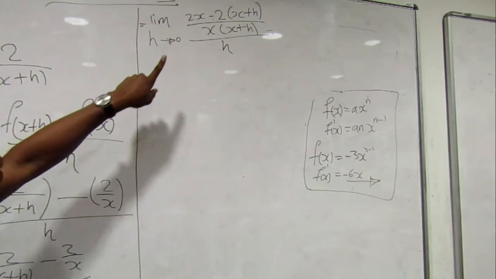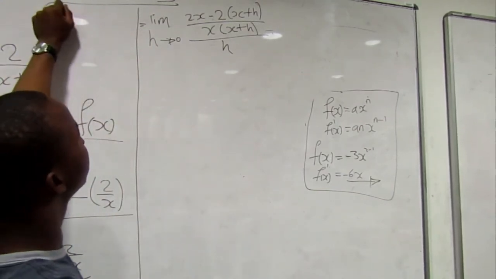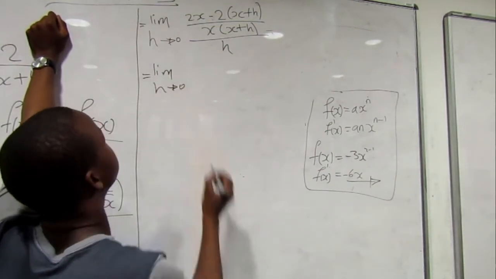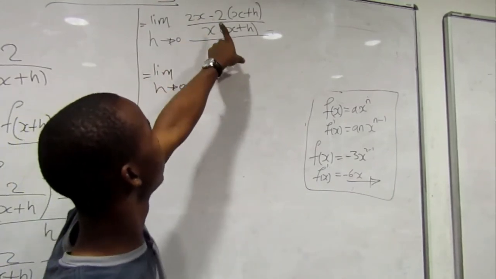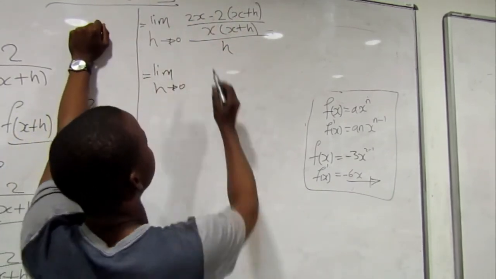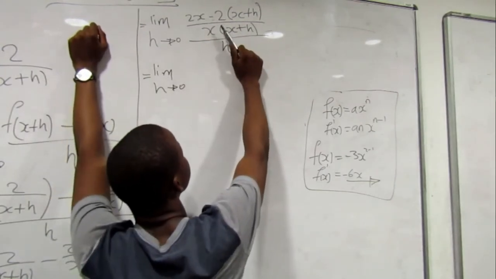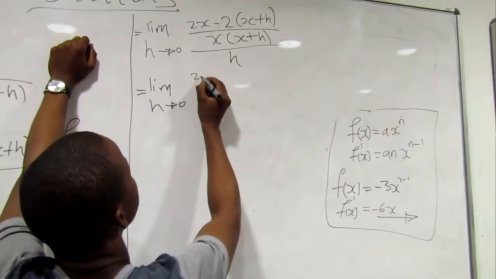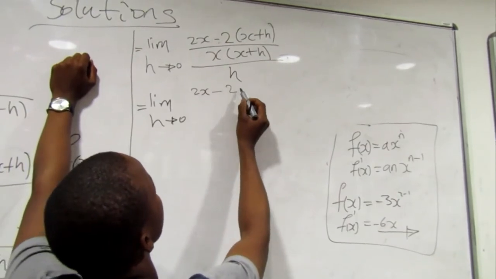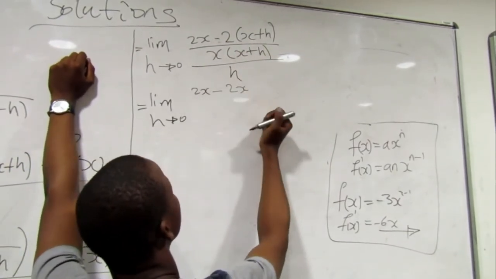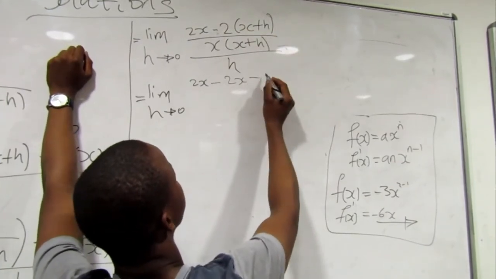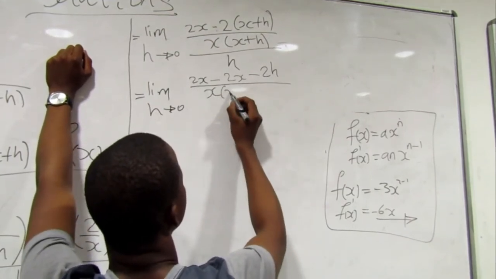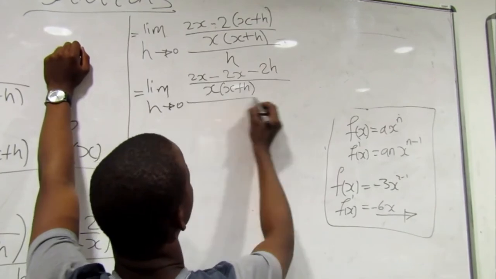Then when we arrive here, we need to simplify this. How can we simplify this? We say the limit as h approaches 0. Here we have 2x, here we have negative 2 into x plus h. We need to simplify this first. The numerator is going to be 2x minus 2x. Negative 2 times x is negative 2x. Negative 2 times h is negative 2h. The whole divided by x into x plus h, the whole divided by h.